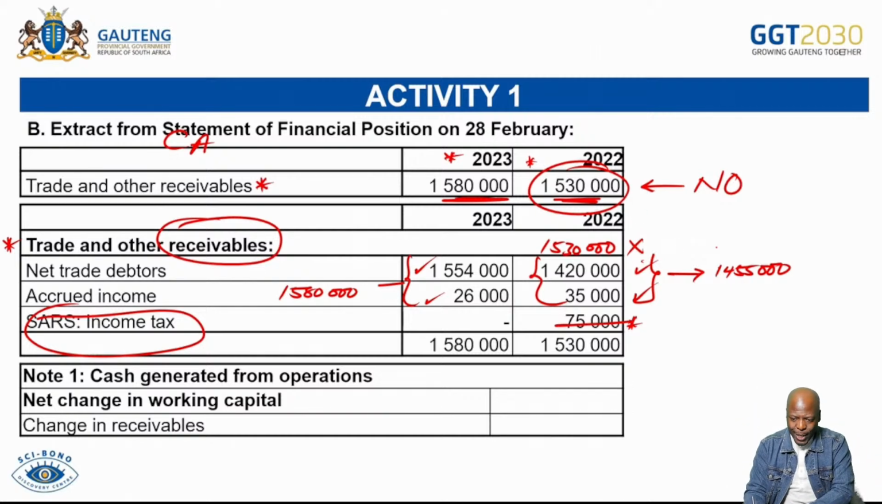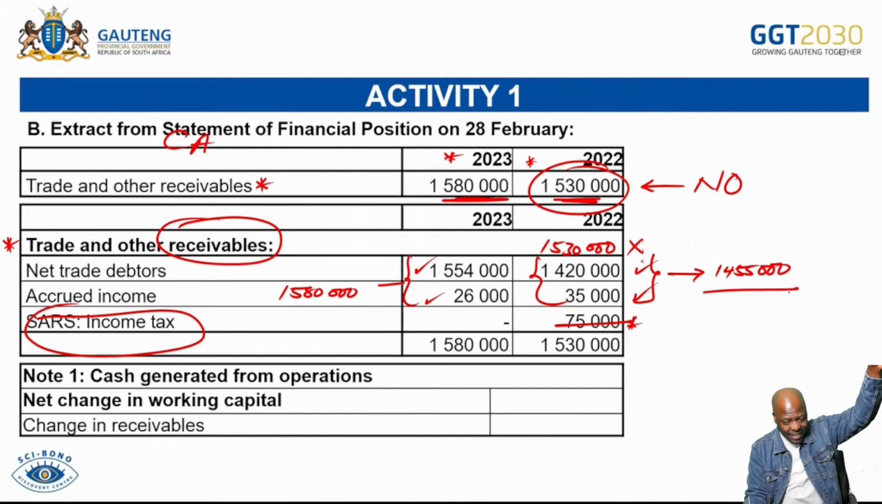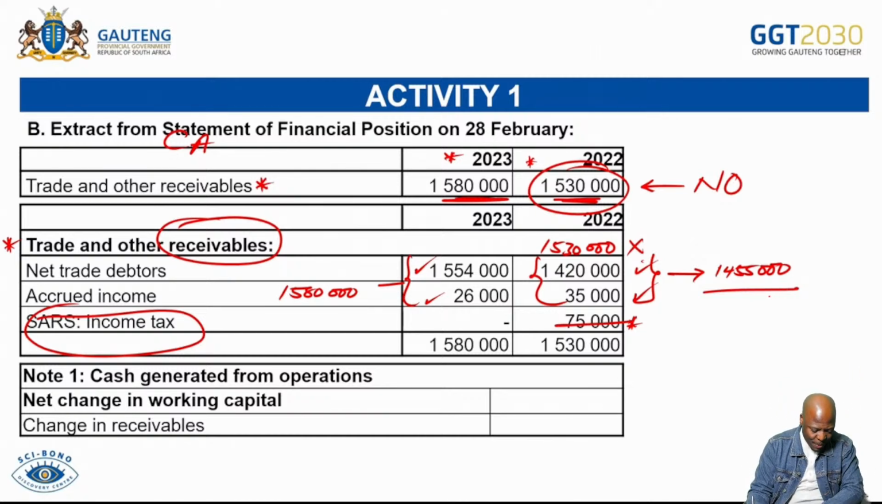If I look from 2022 going to 2023, I had 1,455,000 and my debtors have increased to 1,580,000. So that tells me that I have a cash outflow. I have my brackets in already. An increase in debtors is a cash outflow. So in this lesson, I'm going to show you the longer version. But in the next activity, number 2, I'm going to show you the simpler version.